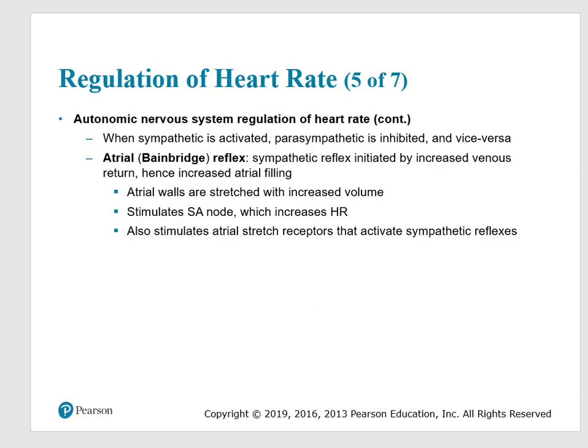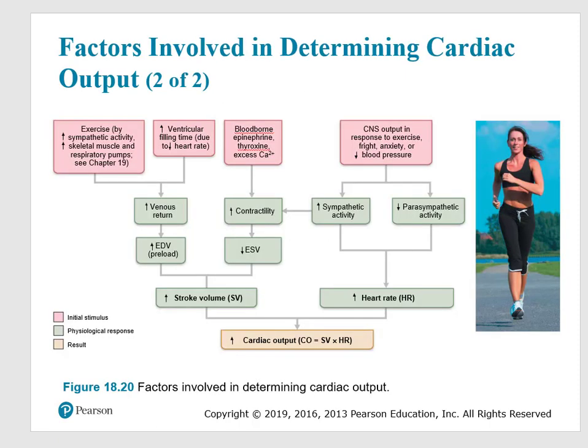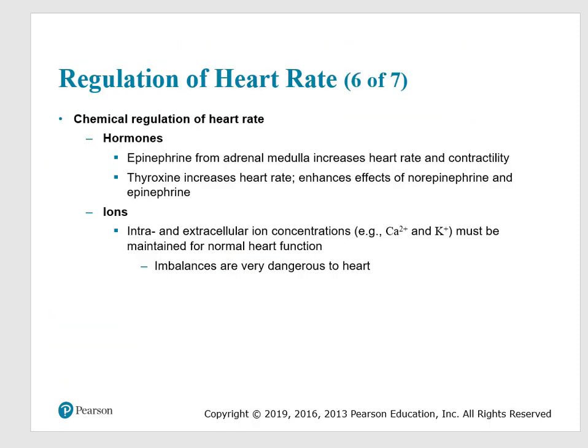Bainbridge reflex is a sympathetic reflex initiated by increased venous return. So when you have high venous return, that stretching of your atrium automatically triggers your sympathetic reflex to cause the SA node to generate more impulses and cause the heart rate to increase, as well as other changes like increasing contractility, and so on and so forth. So that is the atrial Bainbridge reflex. You might want to go over that as well. Hormones, like I said, thyroxine, epinephrine, norepinephrine, are positive chronotropic agents.